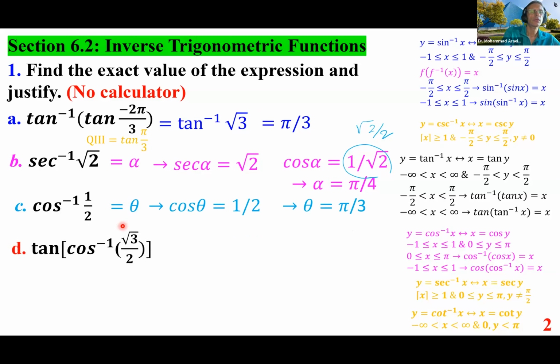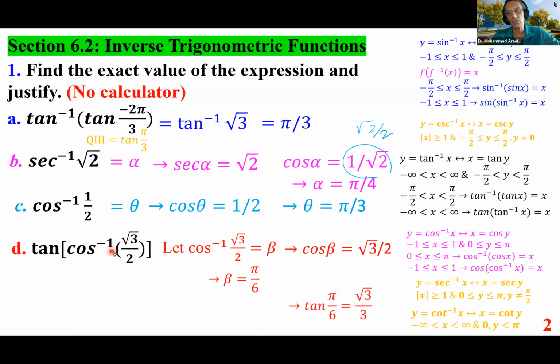Tan of cosine inverse of square root of 3 over 2. So we are going to work with this as we did here, and we set this equal to alpha, beta, gamma, theta, you name it. In this case, when we set it equal to beta, by definition, cosine of beta becomes square root of 3 over 2. That's a common arc. Beta is pi over 6. That means we are interested in finding tan of pi over 6, which is square root of 3 over 3.